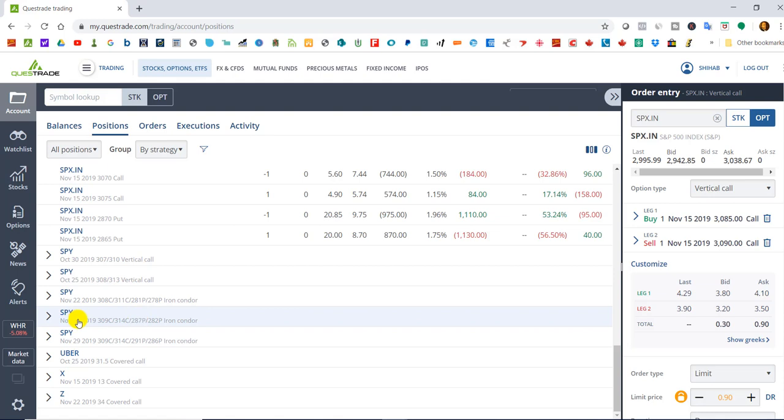Even if it goes against me, because the market is cyclical, there's a chance that it comes back down or goes back up. So I don't have to worry about it right now, but I keep an eye on it every day. If I have a chance to close for at least 50% profit, I'll take it.